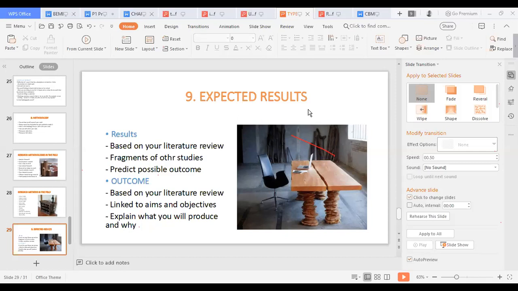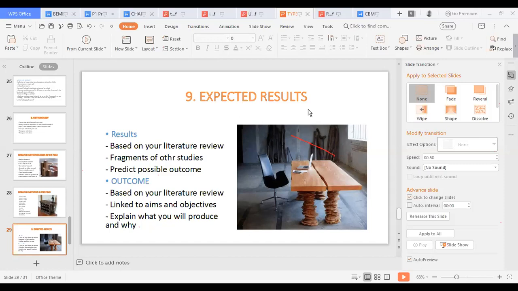When you get certain theories and certain papers, certain findings that have been done by other scholars, at the end of the day, you should be able to find gaps in them. And your findings should be based on the loopholes that you are going to find in these other research papers and research findings that have been done. So your outcome will be based on your literature review. Then the outcome should be linked to the aims and the objectives. They need to explain what you will produce and why.